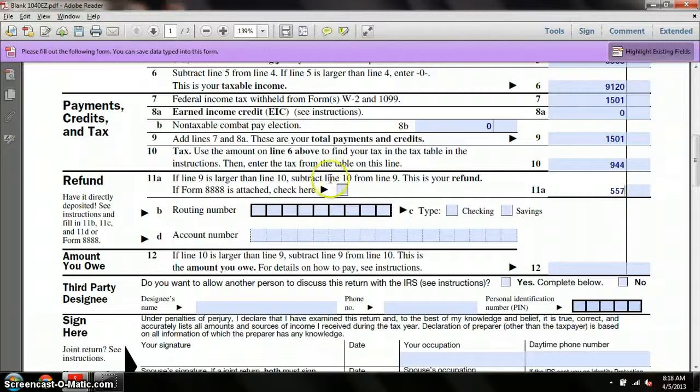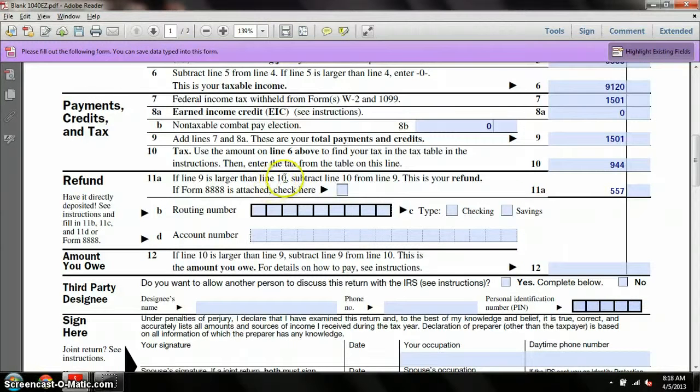Okay? Now, lines B, C, and D are information that you can fill out. It's optional information for the government to directly deposit it into some type of banking account you have. So you can receive your refund a little quicker. It'll be a nice little surprise in your bank account when it comes in as a refund.